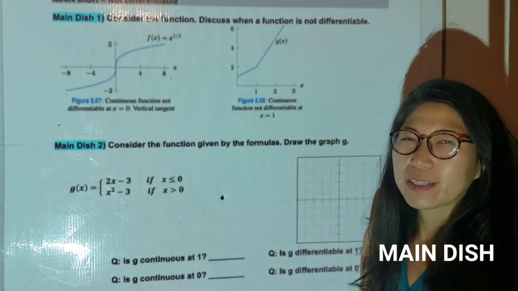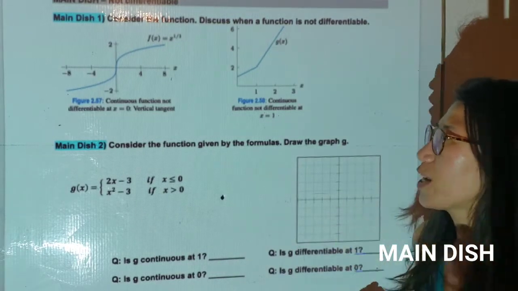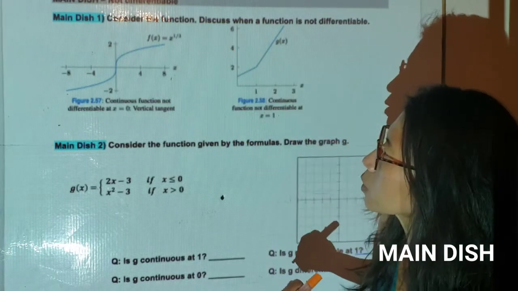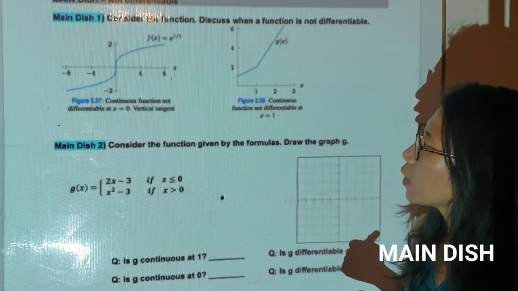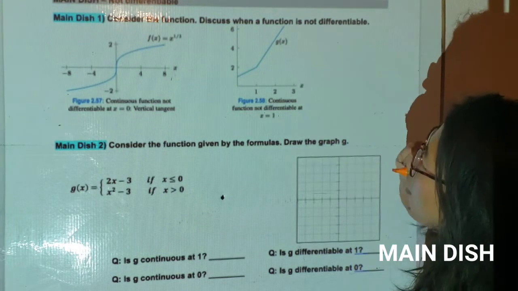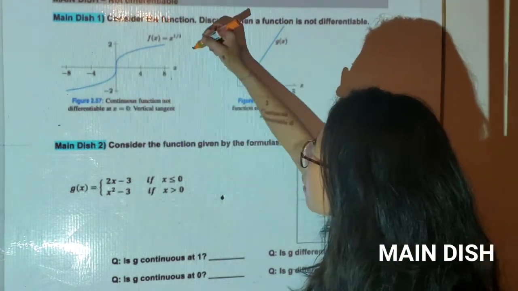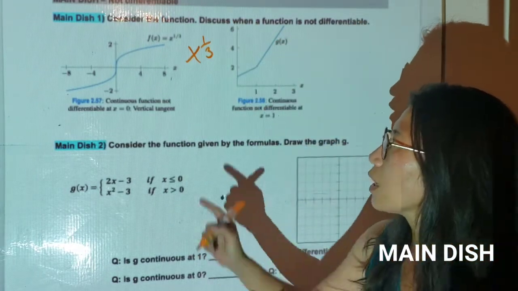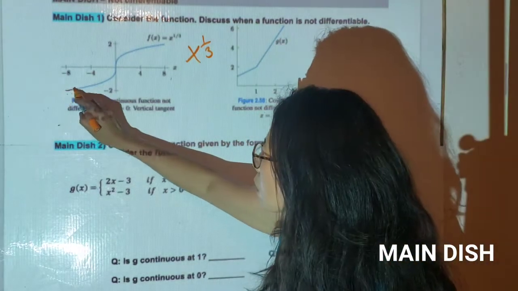I tried to go a little bit faster this part because before I took so long, a 1 hour lecture. So main dish. Again, we are going to continue to talk about when a function is not differentiable. So this is a function, x to the 1/3 power. When you look at this function, I know that it is continuous.